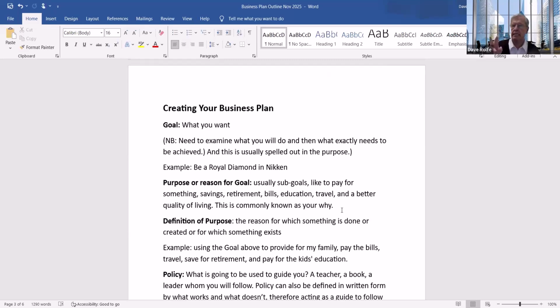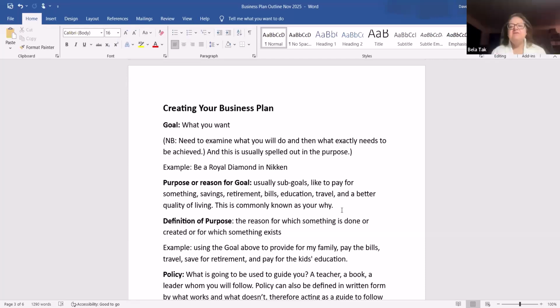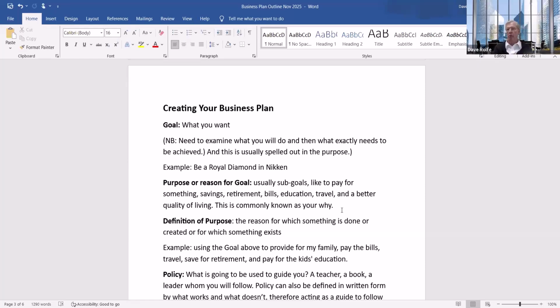Now we're going to need to examine what you will do and then what exactly needs to be achieved. And this is usually spelled out in the purpose. But in this particular example, I said, well, is it royal diamond? Is it diamond? What's your objective being a Nikin distributor? Write it down and then somebody tell me what they want to be. Immediate goal or long-term goal? I don't care, whatever goal you want to work on. Okay, somebody tell me a goal they want.